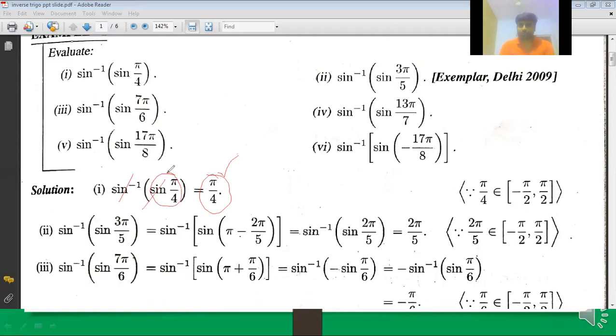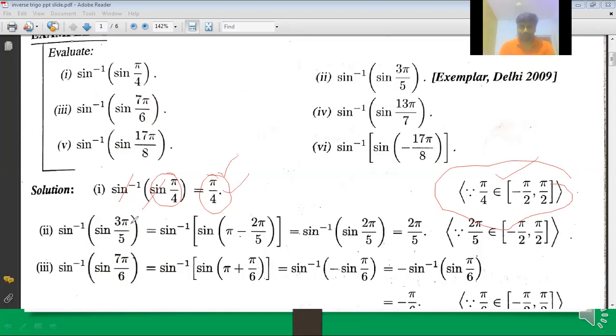Very easy, correct? But does pi by 4 lie in the domain of the sine function or not? What is the domain of the sine function? Minus pi by 2 to pi by 2, closed interval. Does it lie in that? Yes. The reason is also given here. Every reason was mentioned beside that. Clear? Pi by 4 belongs to its domain, so I can take pi by 4 as the answer.